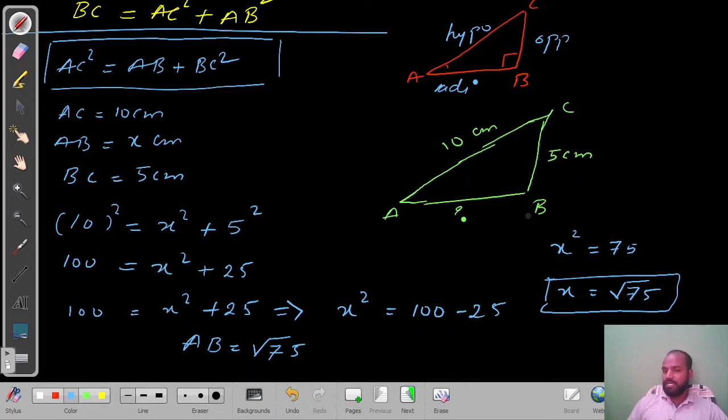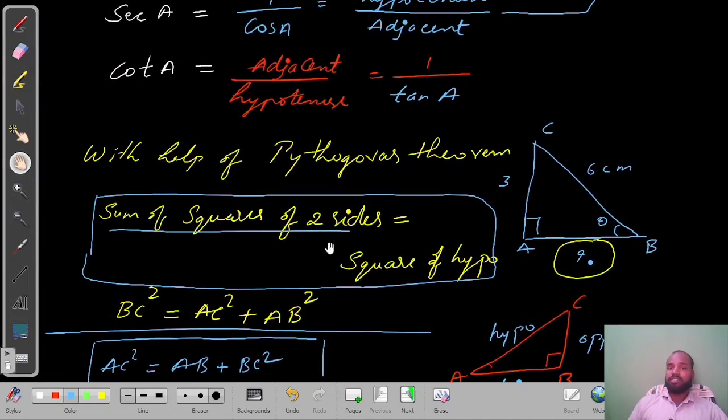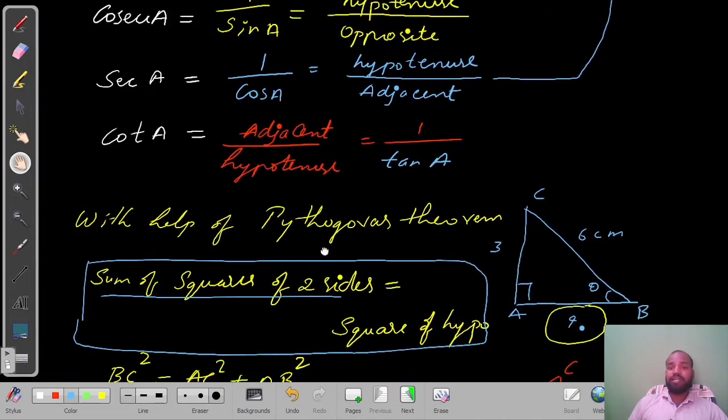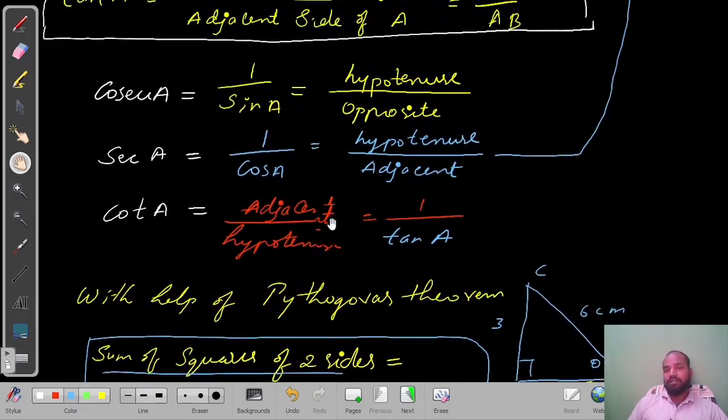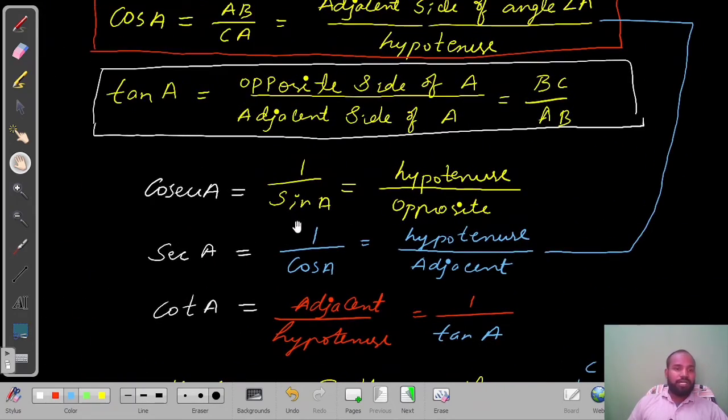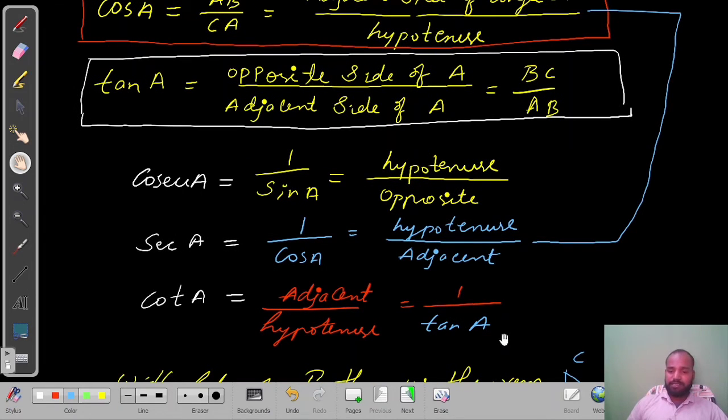So with the help of the Pythagoras theorem, we find the unknown side. We use the Pythagoras theorem many times in this chapter. Why? Because we have to find the unknown side. So now let us enter into the exercise.